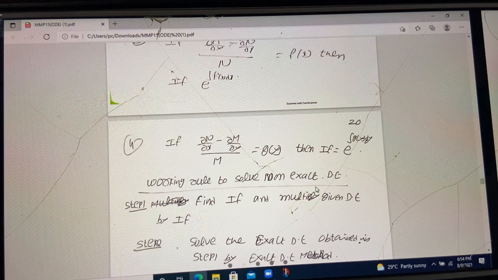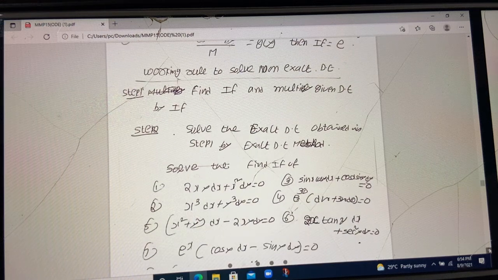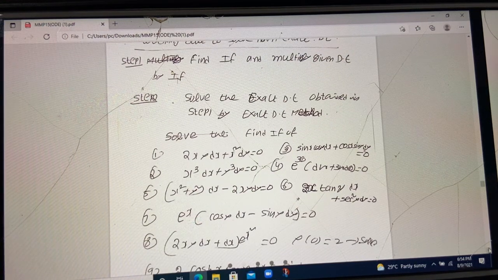So, the working rule to solve a non-exact equation: find the integrating factor, then multiply the given differential equation by the integrating factor. When you go for interviews, they will ask what is meant by integrating factor. What is the definition? The function f of x comma y, by multiplying by which the given non-exact equation becomes an exact differential equation, is called the integrating factor. What is the purpose of the integrating factor? To convert non-exact to exact. So mostly you will be asked to find the integrating factor.